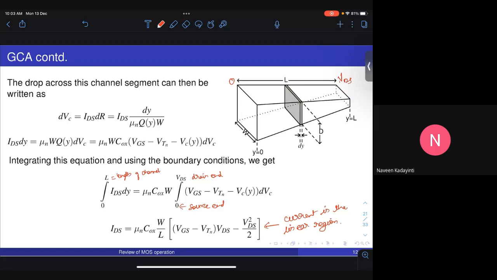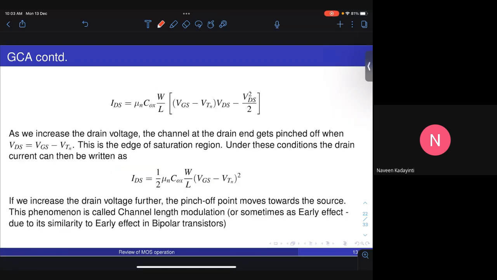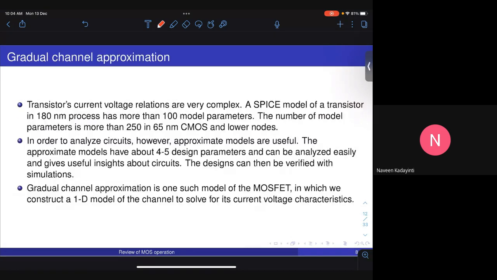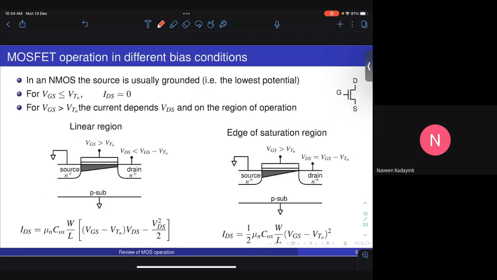Okay, so as you increase the drain to source potential, what happens is that the channel at the drain end becomes narrower and narrower. Okay, let me just go back to my cross section here. So here what happens is, as you increase the potential at the drain side, as you increase VDS, the channel at the drain end becomes narrower.